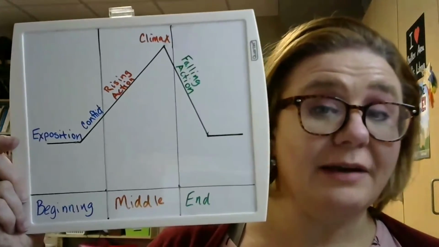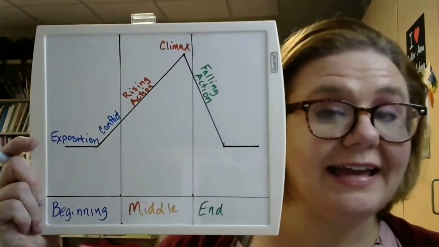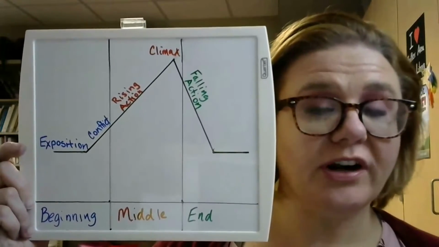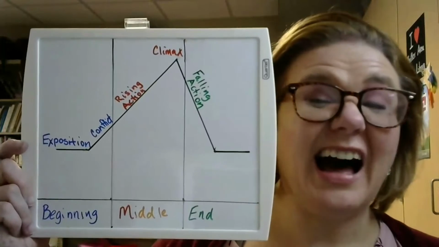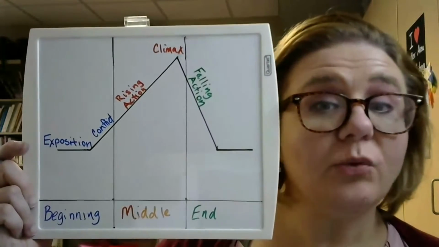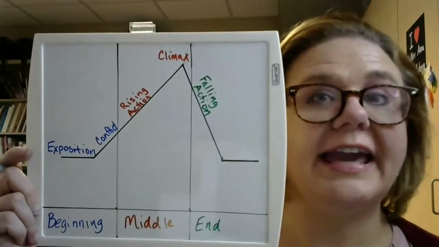We mentioned that the climax comes in towards the end of the middle section. Then, as we move into the ending of the story, remember the climax is as high as you can get. So after that, we see the diagram starts to trend downward, and this is the falling action.